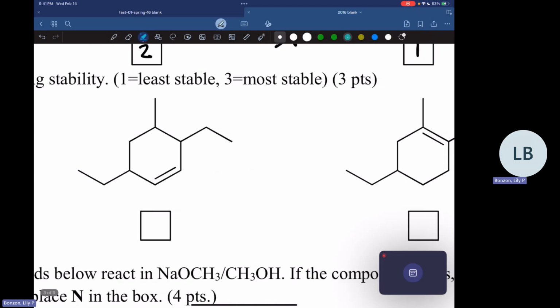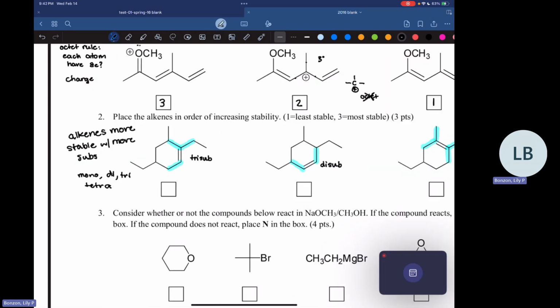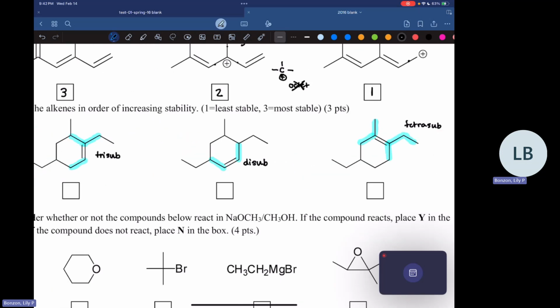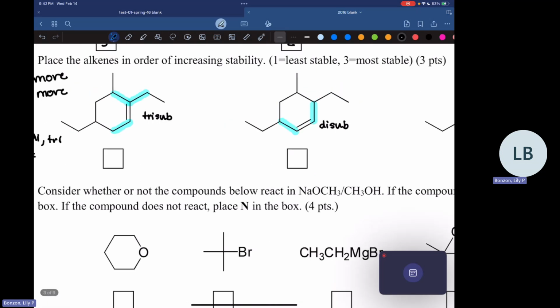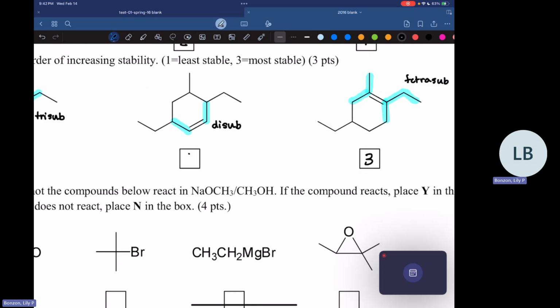Going on to the second, we've got 2 R groups coming off of that double bond, so that's going to be a disub alkene. And then over here on the right, this is going to be a tetrasub alkene. And so, again, the alkenes are going to be more stable with more subs. So the most stable is going to be our tetrasub structure over here. The trisub will be our next most stable, and then the disub in this case is going to be the least stable.